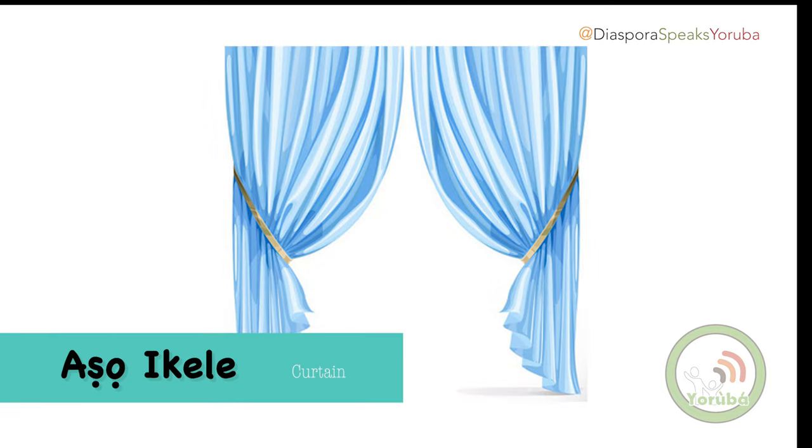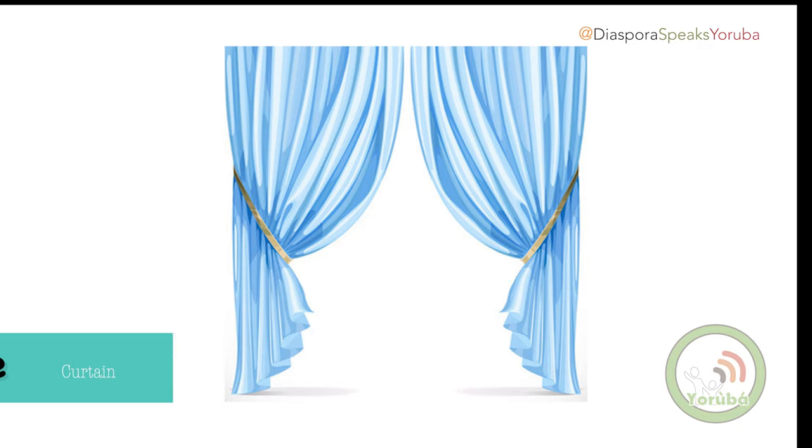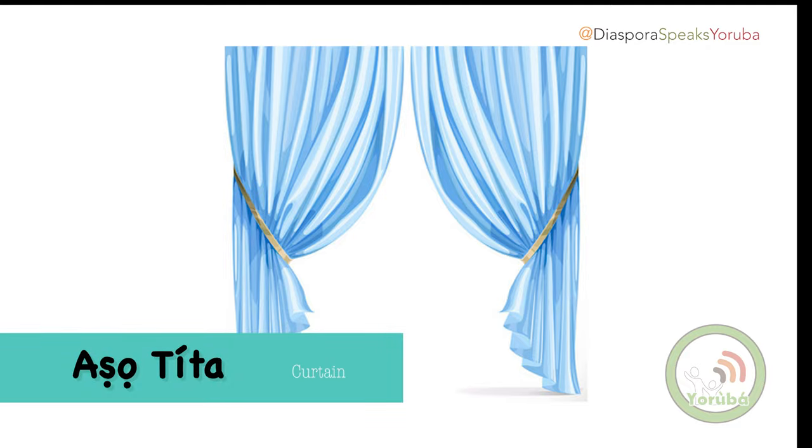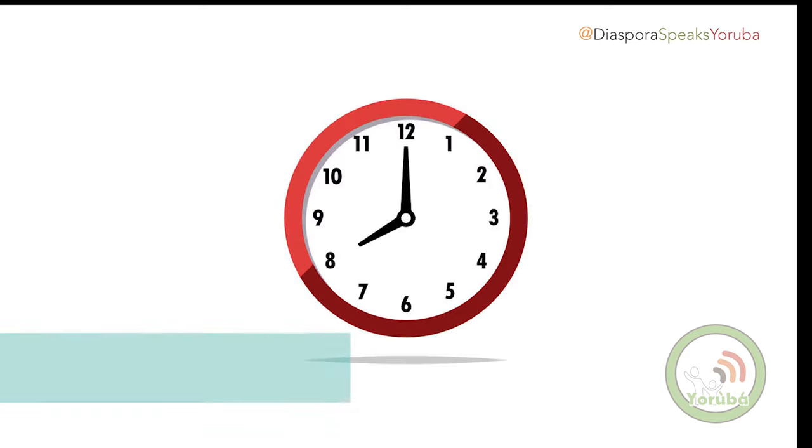Asho ikele, curtain. Asho is cloth. Ikele in Yoruba land. Asho ikele means cloth that's used to protect the home. And another name for curtain is asho tita, which means a cloth that's tied up or put up.